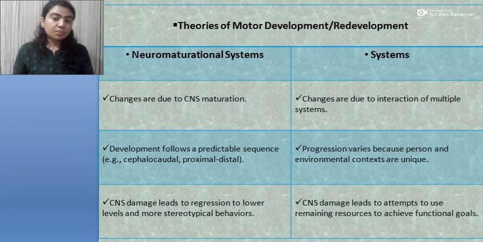But if we are using a motor relearning program or task-oriented approach, then we are using the remaining resources which are possible to use, to achieve the functional goals, right? This is just the basics. These are the two main differences, the basic concepts are still left, but this is how the difference is based on the motor development and the motor control, right? I hope you all understand.